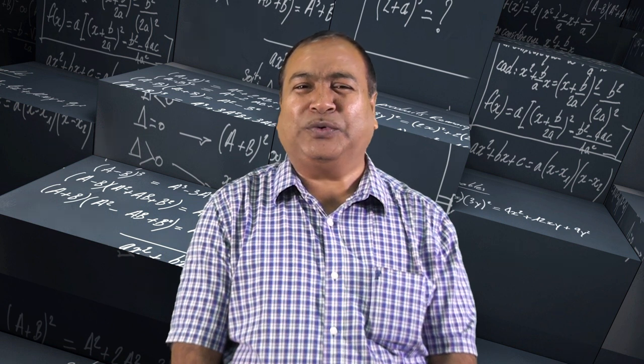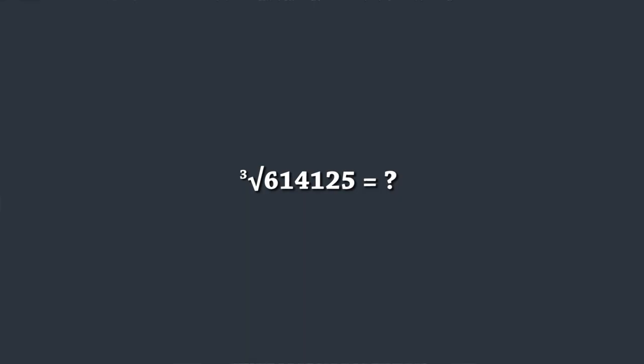What is the cube root of 614,125? It contains 6 digits. Let us observe the following steps. Step 1. 614,125 can be made into 2 groups. First group containing 614, second group containing 125.